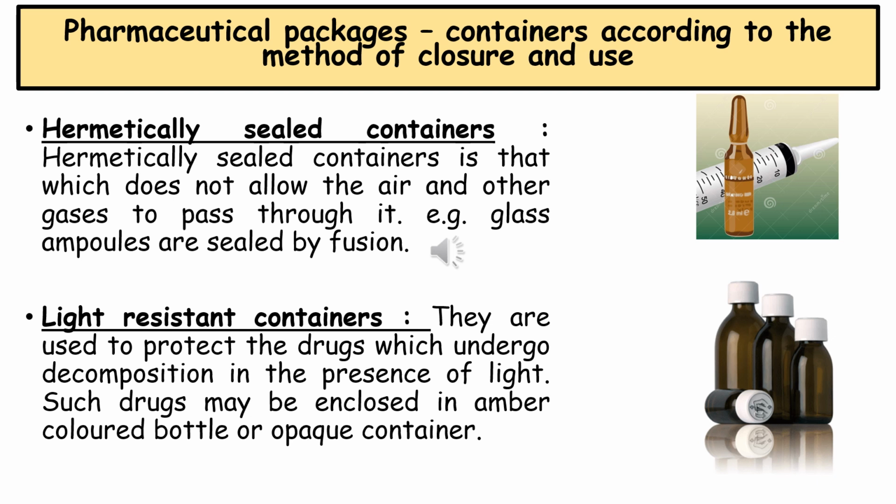Hermetically sealed containers. Hermetically sealed container is the one which doesn't allow the air and other gases to pass through it, and it is intended to protect the product from the entry of microorganisms. And basically it is used to protect the product against the water vapor and foreign bodies. For example, glass ampoules.